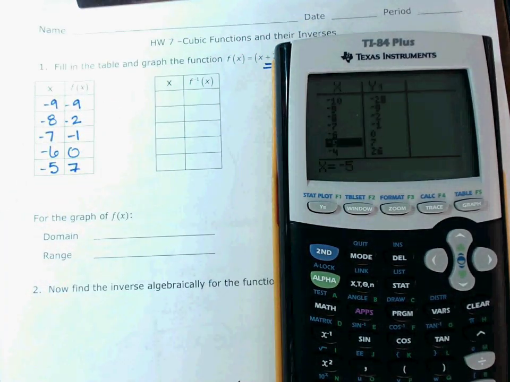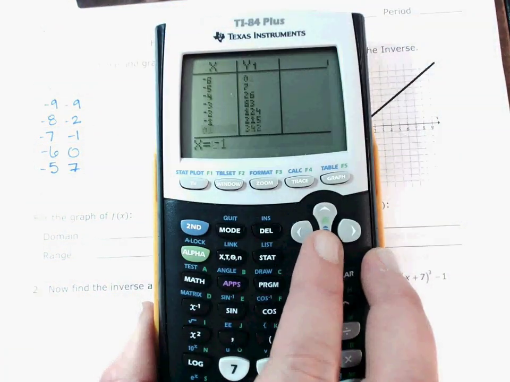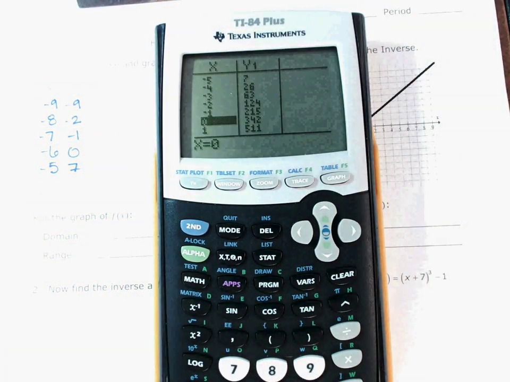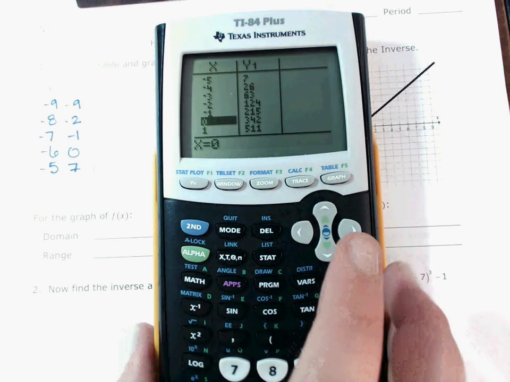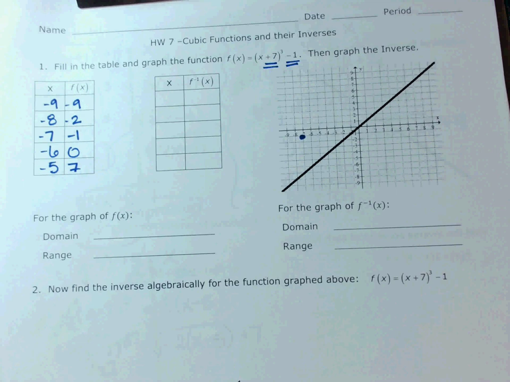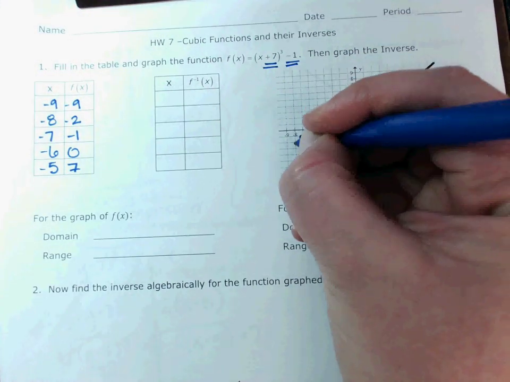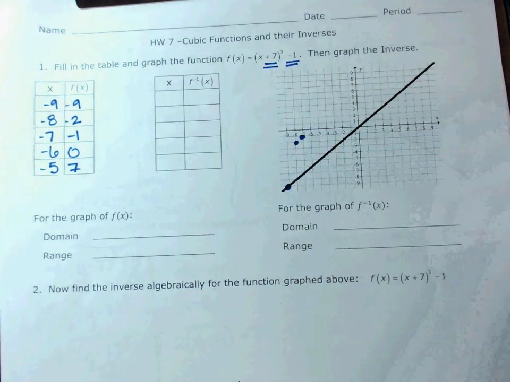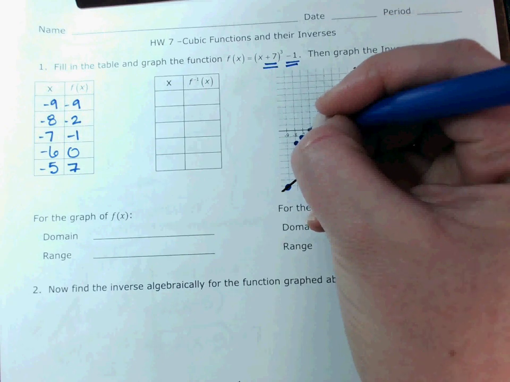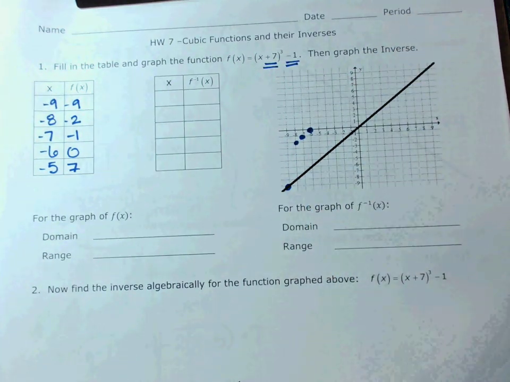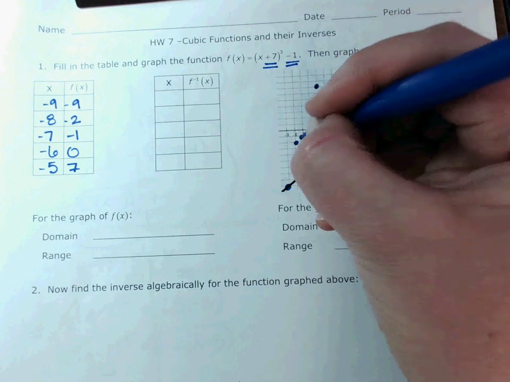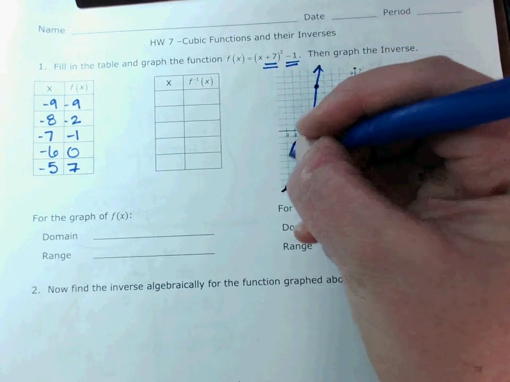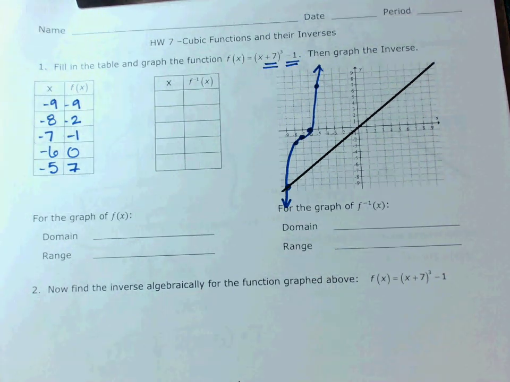Okay, but if you try to use 0, then it ends up being like 342. Obviously that won't fit on your graph. So that's why we want to pick the ones that will fit. Okay? Then you're going to graph it. So -8, -2 is here. -9, -9 is way down here. -6, 0 is here. And then -5, 7 is here. And when you connect your dots, you should see that same shape that all the other ones had. And then when you do the inverse, it should be like a sideways squiggle. Okay?